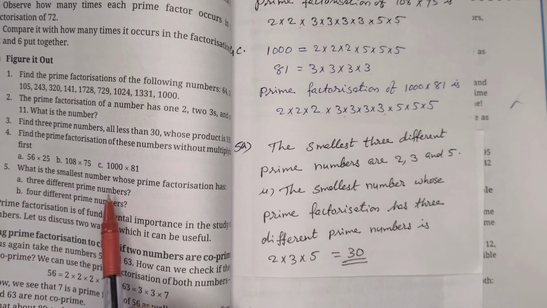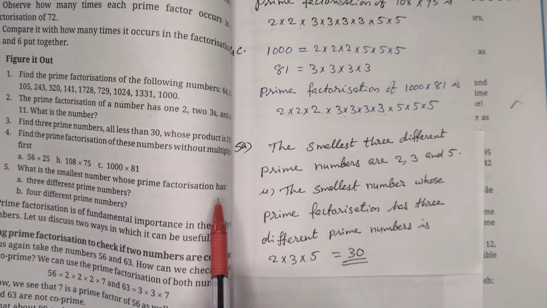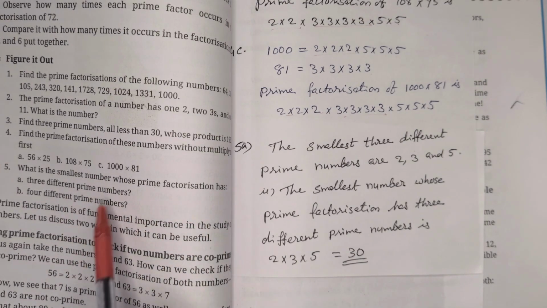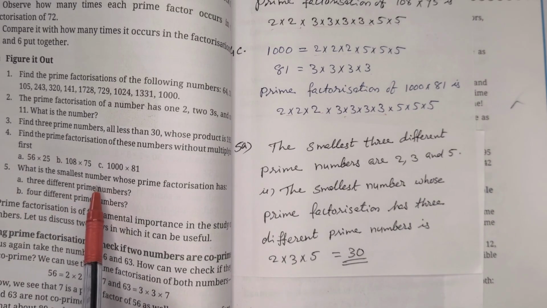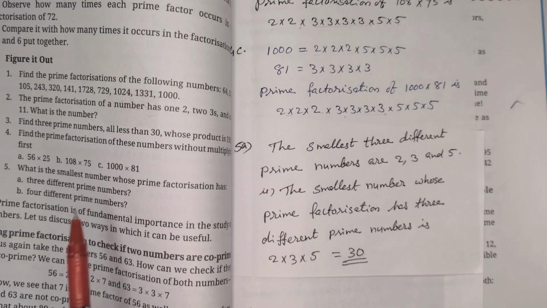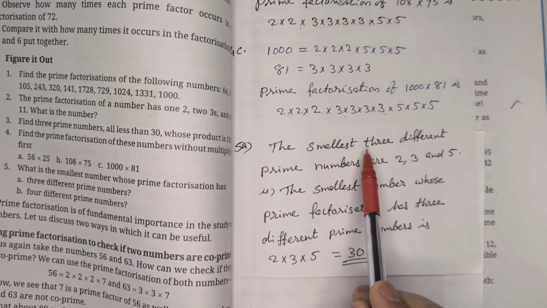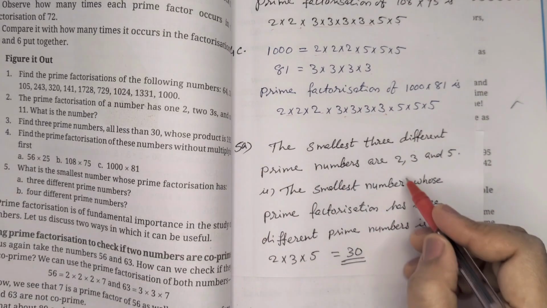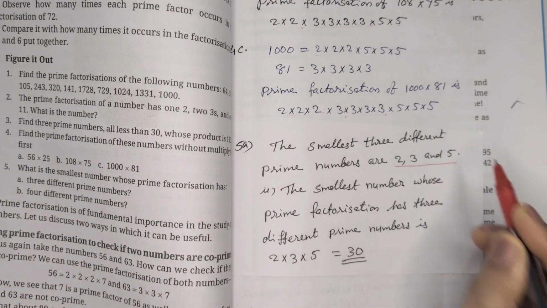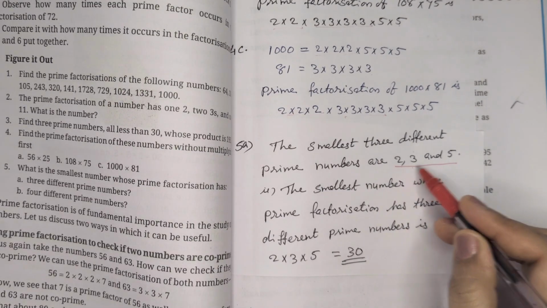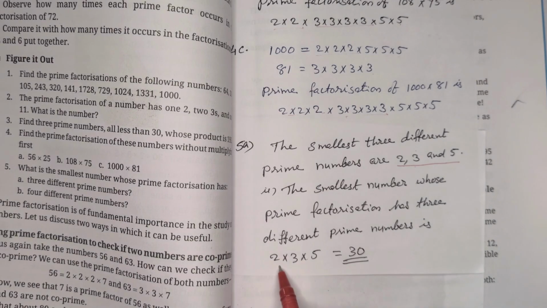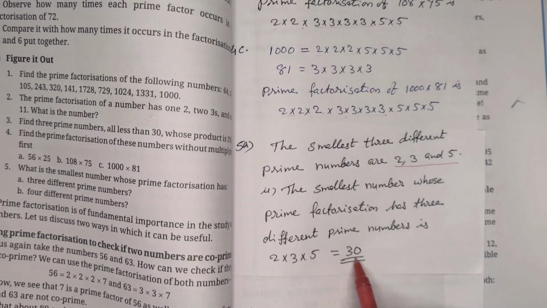Question number 5. What is the smallest number whose prime factorization has 3 different prime numbers? The smallest number we have to find, so we have to multiply the smallest prime numbers. First prime number is 2, then 3, then 5. So the smallest number whose prime factorization has 3 different prime numbers is 2 times 3 times 5, that means 30.